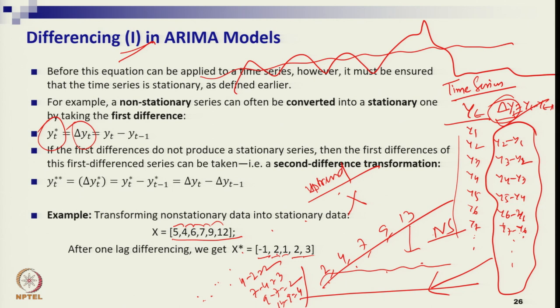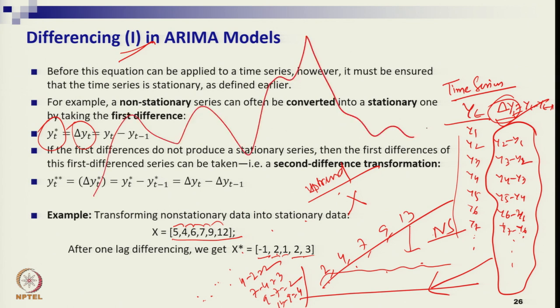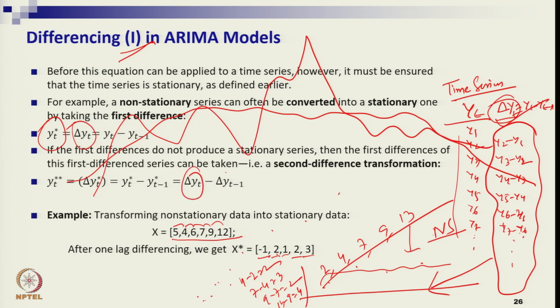In case you think that first order differencing is not sufficient for the data, suppose your data are like this, and if you do the first round of differencing, your data might be like this. Still it is an uptrend, curvy data. So if you do one more round of differencing, look at this, one more round of differencing.